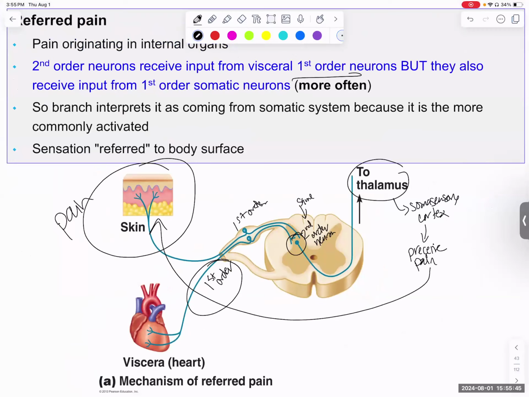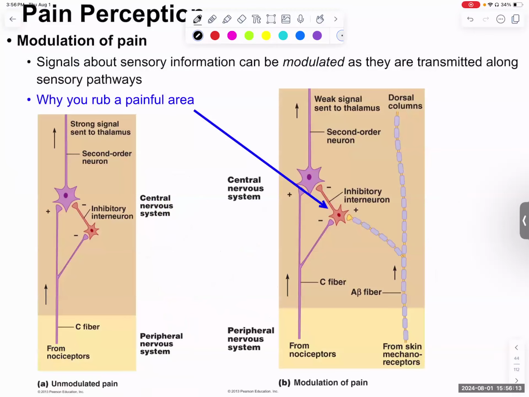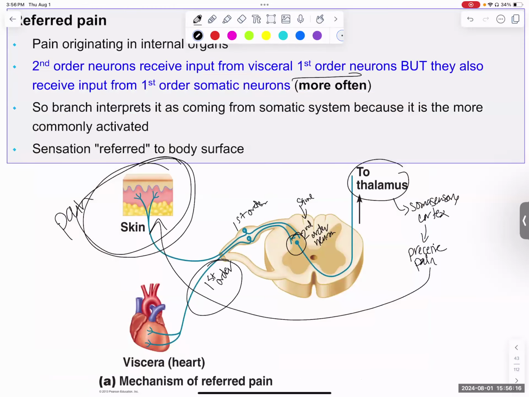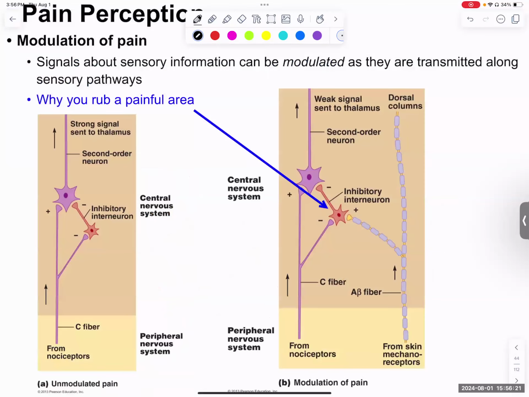And so that's why in heart attacks, where your heart muscle cells are no longer getting oxygen and they start to die, they're releasing these chemicals out of the heart muscle cells, or the cardiomyocytes, and it's activating the pain receptors, that first order neuron, but your brain is not understanding that that's the first order neuron it's coming from. It's just assuming it's coming from the most common first order neuron that's activated, and that would be your skin. So that's referred pain. Kind of good to understand that.